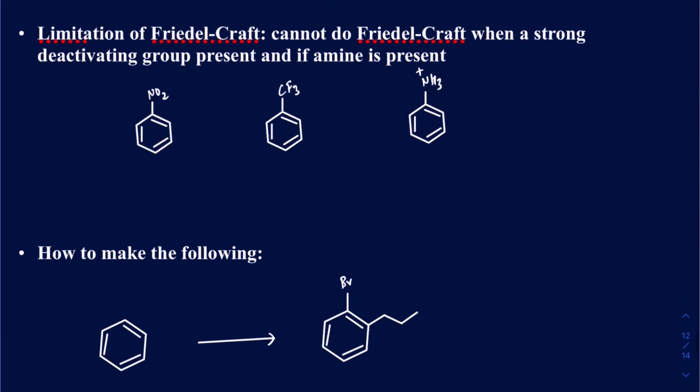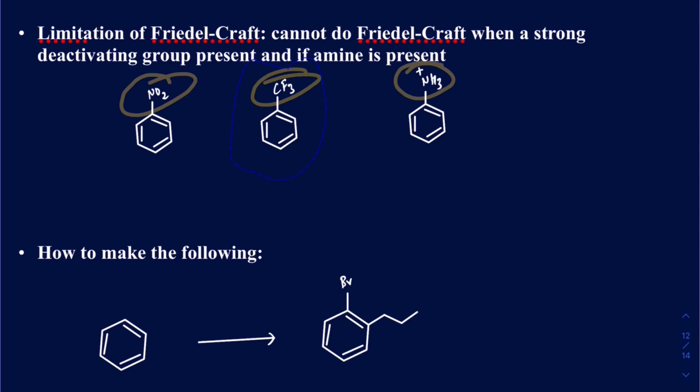What are some limitations we have on this Friedel-Crafts? Friedel-Crafts cannot really work if you have a nitro group on it, or CF3, or NH3 plus. And you probably wonder how you really get an NH3 plus group. But technically, even if you have any amine group, it will not work. That's because as soon as you add in a Lewis acid, it will protonate that nitrogen and it becomes positively charged, and as a result, it will not do Friedel-Crafts alkylation or even an acylation.